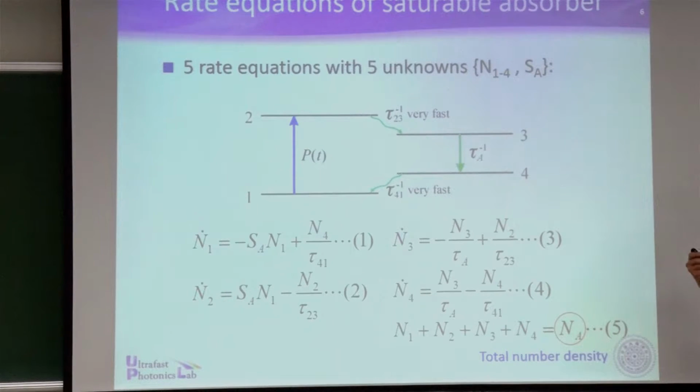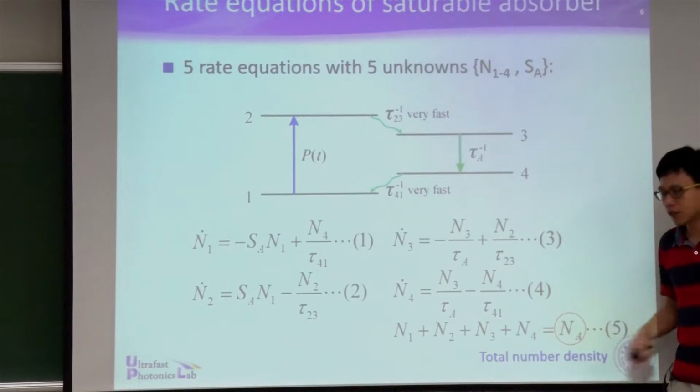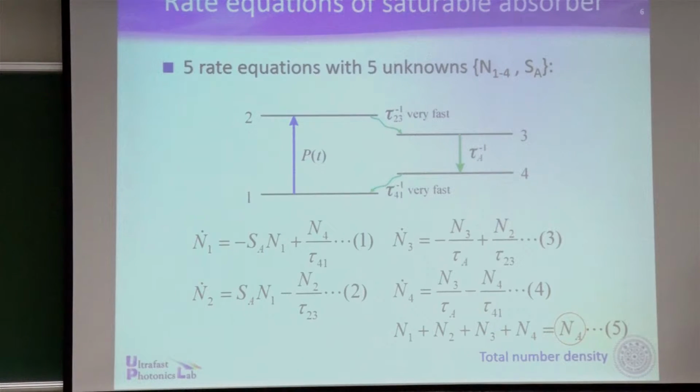So you can apply the same strategy to all the 5 rate equations. And again, equation 5 simply specifies that the total number density is a constant. The electrons can only be redistributed among these 4 levels. No electrons can be created from nothing, and no electron can be lost. Okay? So the total density is a constant n sub a, determined by your material.